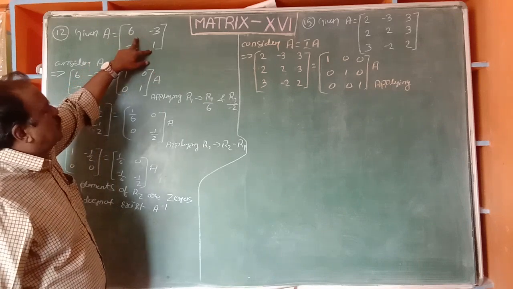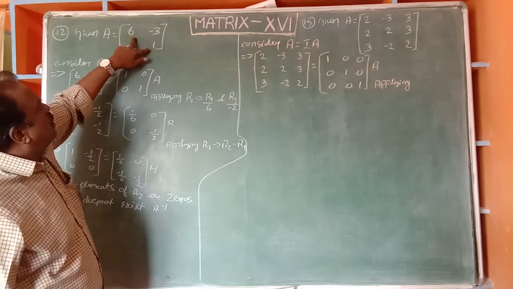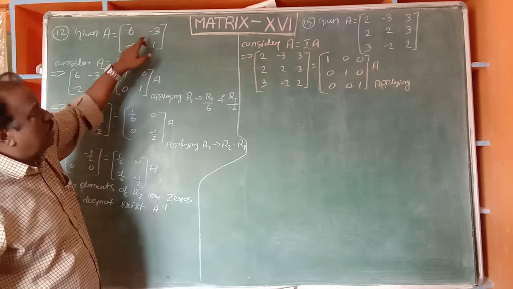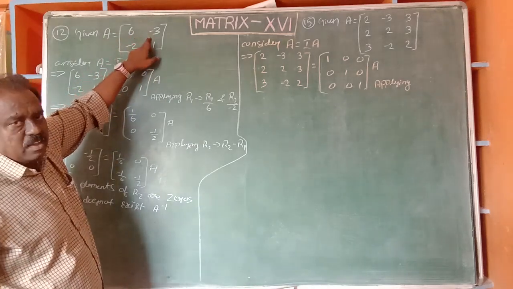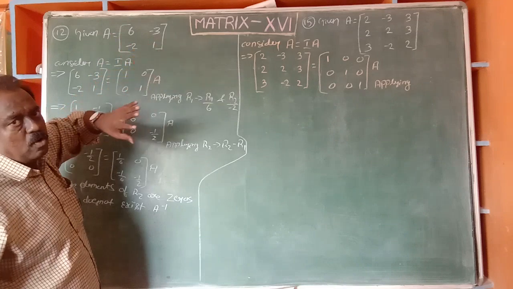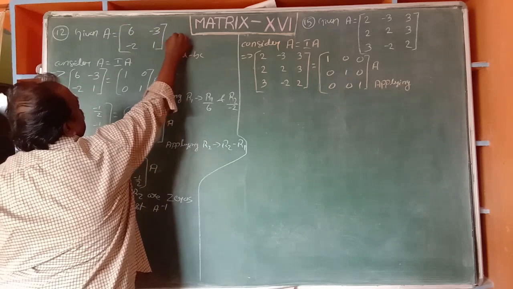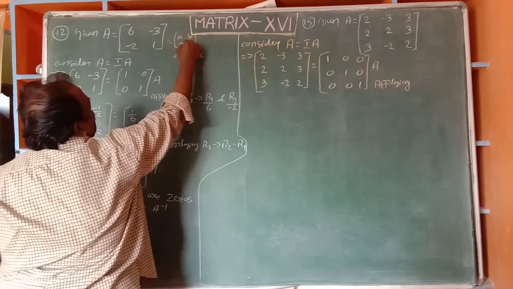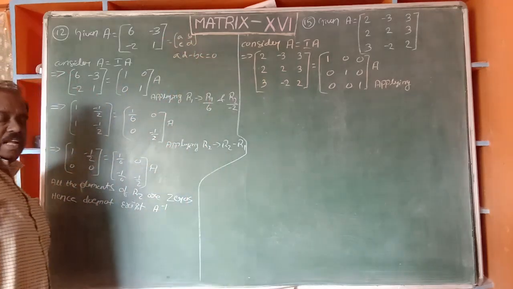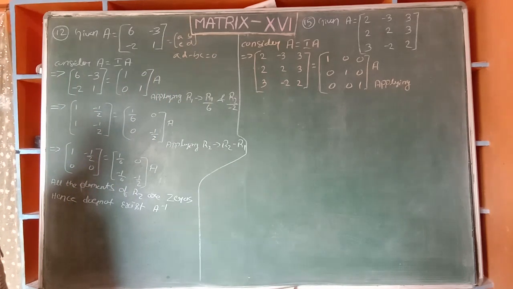AD, the product of the first diagonal, AD minus BC. Here AD is 6. 6 minus 2 into minus 3 is plus 6. 6 minus 6, we get 0. If you take AD minus BC, assuming the matrix is A, B, C, D, if the product AD minus BC is equal to 0, that type of matrix is not an invertible matrix. That means it does not contain the inverse.